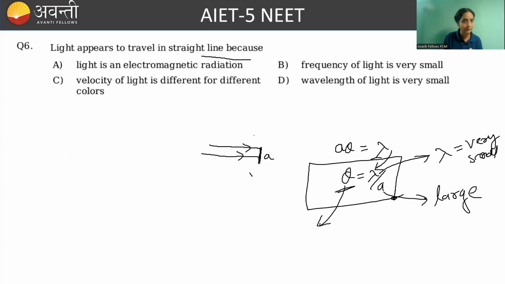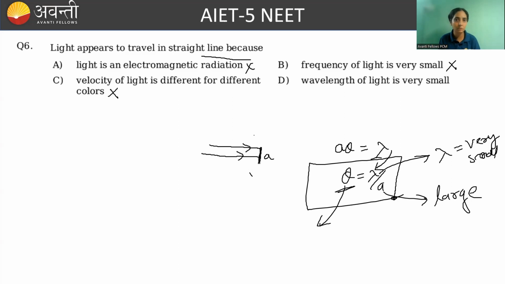Light is an electromagnetic radiation. It is true, but it doesn't explain our question, so this statement can't be the answer. Frequency of light is very small, not always. It will depend on which color of light we are talking about, so this is also false. Velocity of light is different for different colors. Yes, it is true, but this fact doesn't explain our question, so this is also false.